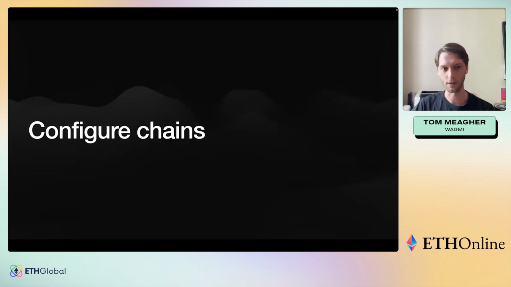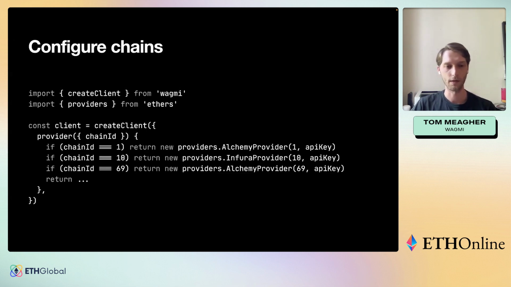The next pro tip here is for configuring chains. If you have a multi-chain app, it becomes unwieldy in your provider function, when you're creating your client, to make sure that you're using the right providers for certain chains. So for example, in this case, for mainnet, I'm trying to use Alchemy. For Optimism, I'm trying to use Infura, and for Optimism Goerli, I'm trying to use Alchemy again.